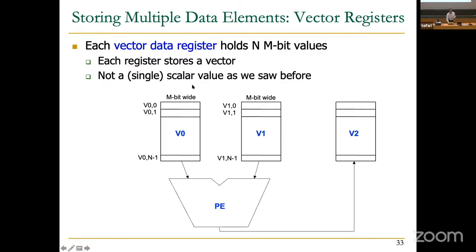So this is the idea of a vector register, and the result is stored in a vector register. The sum of these 0th elements gets stored in the destination register, V2's 0th element. Okay? So just extend the scalar value to a vector value.